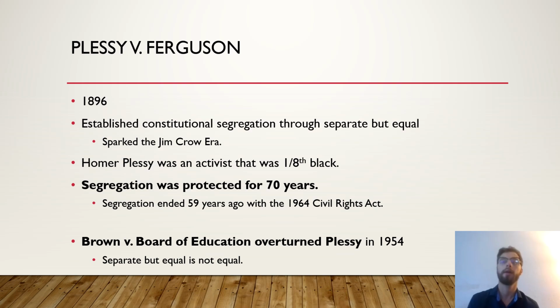So we see Plessy v. Ferguson determined that segregation is protected under the U.S. Constitution for the next 59 years. This will be in effect until 1964, in which we have the Civil Rights Act, founded off of a landmark ruling provided in Brown v. Board of Education, which overturned the rulings of Plessy v.